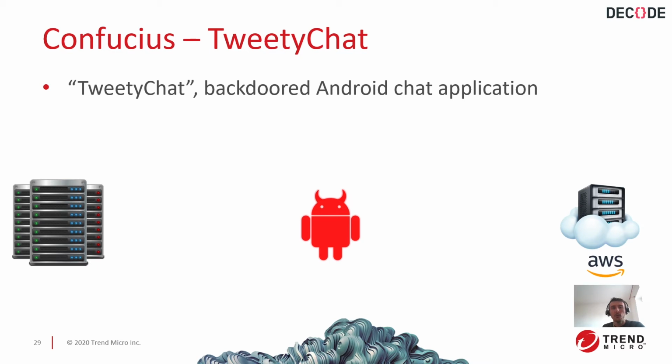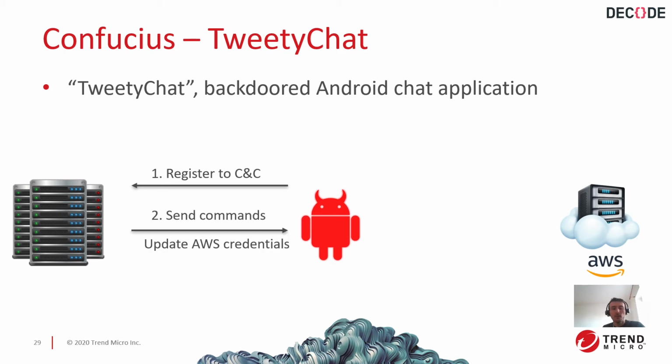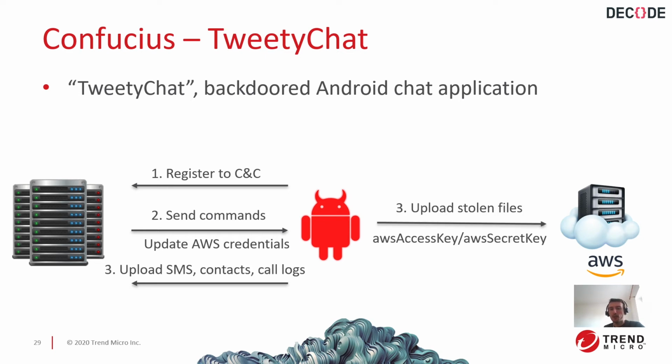Also from Confucius, we will talk about TweetyChat, which in this case is an Android chat application. It's backdoored, and again it uses a mixed approach. First it registers to a standard CNC server. It sends commands, and one of these commands is updating AWS credentials. These credentials are used for uploading stored files to AWS. Smaller pieces of information like SMSs, contacts, or call logs are uploaded to the traditional CNC server.